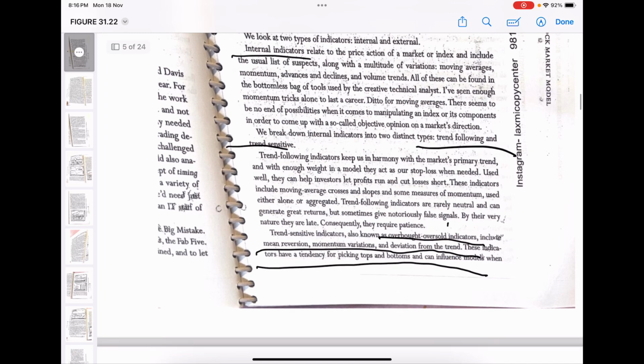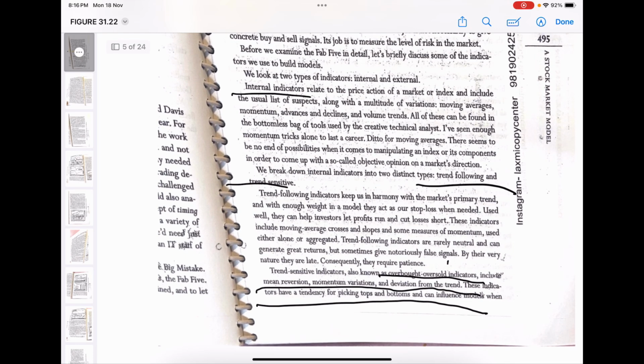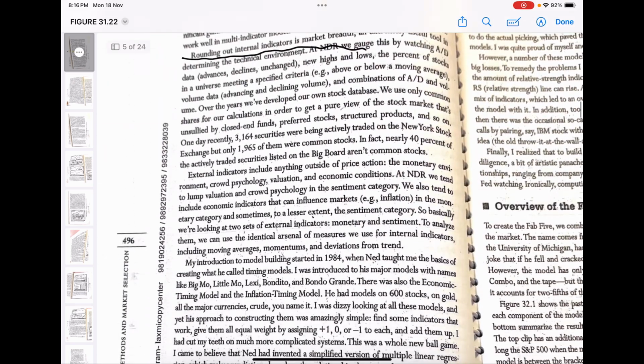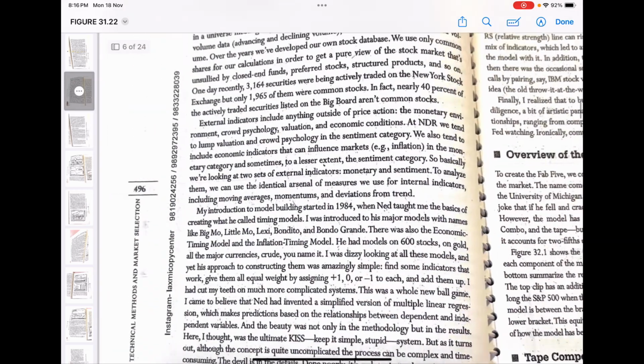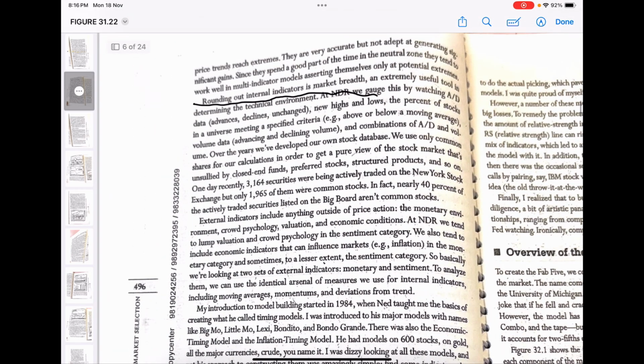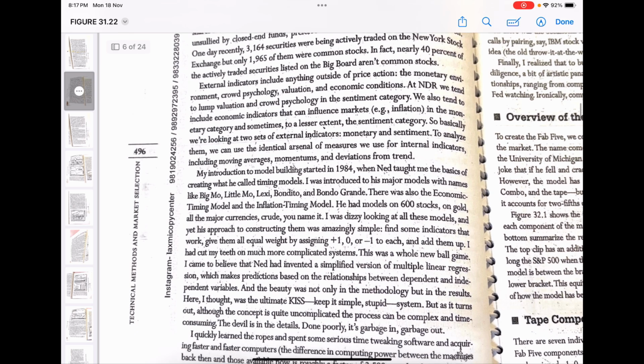So we just saw what internal indicators are: the internal indicators are all the price action indicators. We have two types of internal indicators. The first was trend following, and the second was trend sensitive indicators. After we did that, now we come to the external indicators. And what exactly are external indicators?